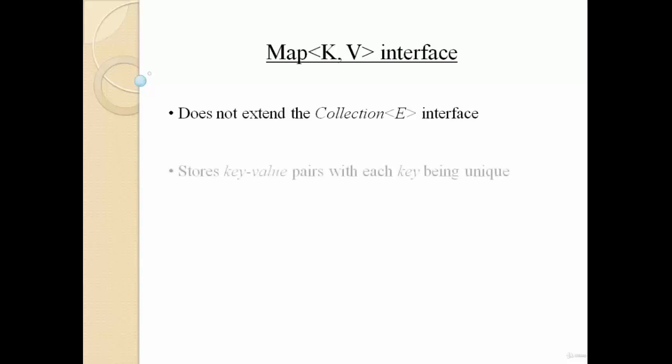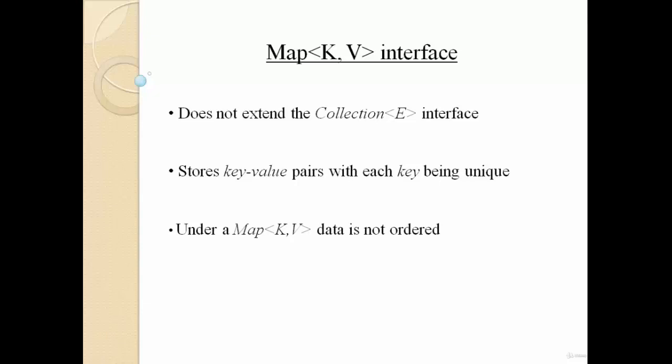The map interface has different particularities from the list and set interfaces. The first thing to note is that the map interface does not extend the collection interface, so it will not inherit its corresponding methods. The next important aspect is that a map is capable of storing key value pairs, with each key being unique in the collection.